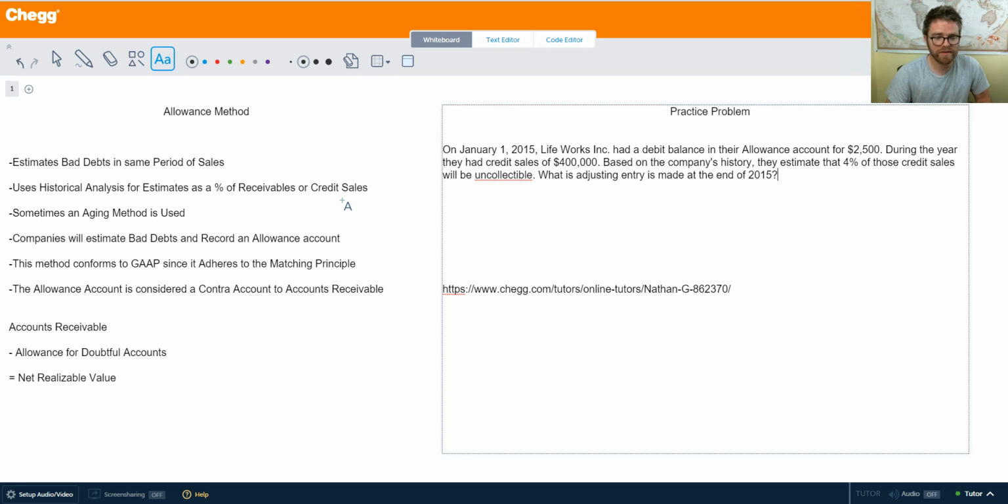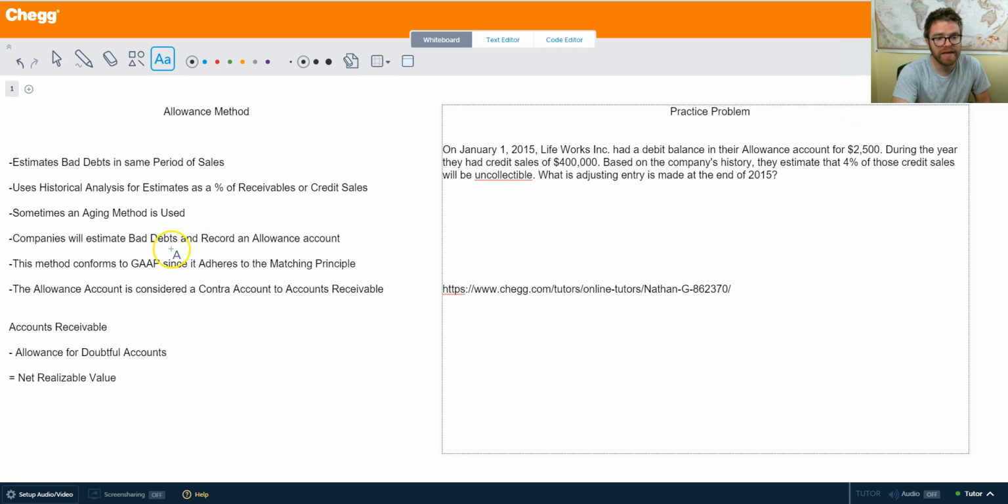Sometimes they use an aging method where they actually age receivables. So the longer the receivables are left unpaid, the less likely they're going to receive that in cash. So the longer the time goes on, the less likely they're going to get paid for those sales. So that's another way they can do it. They can estimate it as a percentage, or they can use an aging analysis.